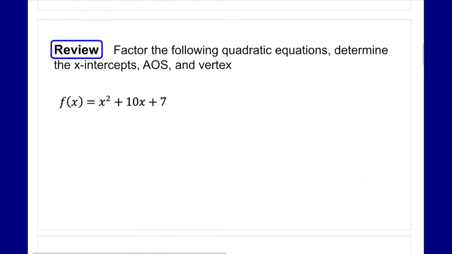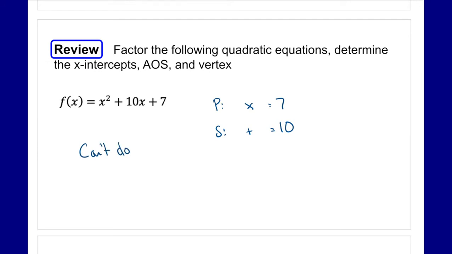Now let's take a look at the next example: x squared plus 10x plus 7. I'm looking for two values that multiply to 7, and the same two values have to add to 10. If you think about it, we can't factor it the way that we know. We don't know what those values are. The only values that multiply to 7 are 7 and 1, and 7 plus 1 is not 10. So this one we can't do.